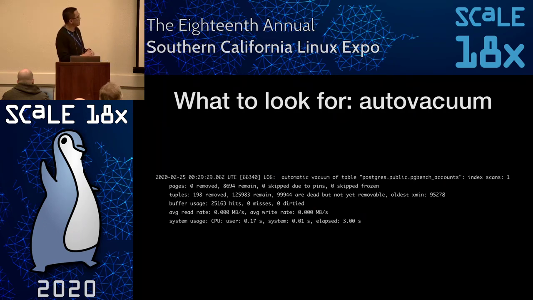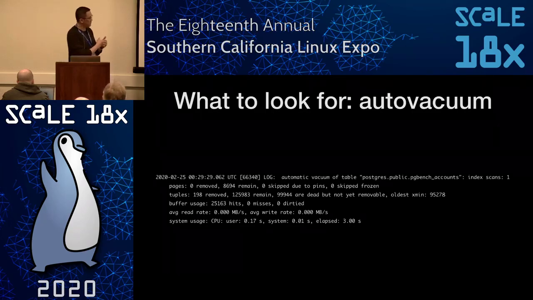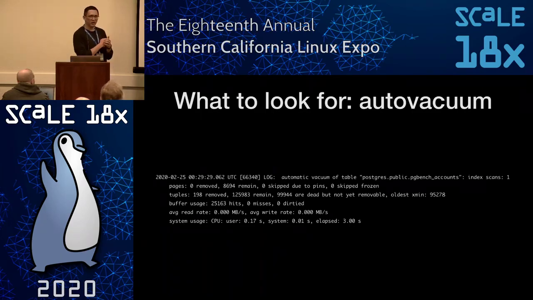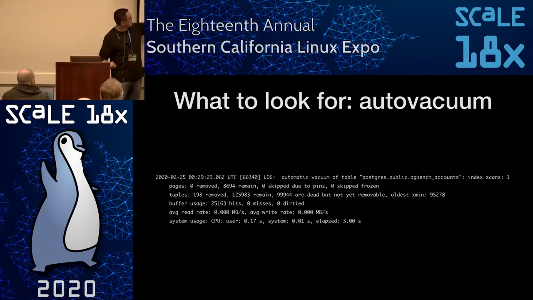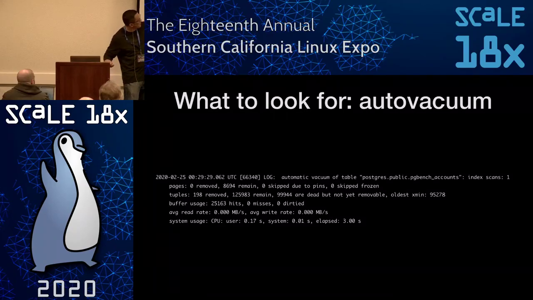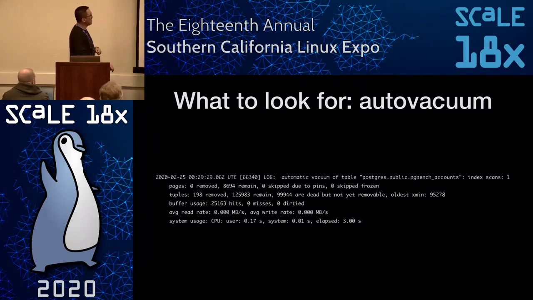Autovacuum and bloat issues. If you turn on log_autovacuum_min_duration, you'll get this kind of output when autovacuum runs. In this particular situation, it says tuples: 198 removed, 125,983 remain, 99,000 are dead but not yet removable. Okay.